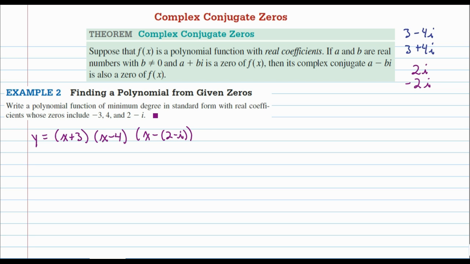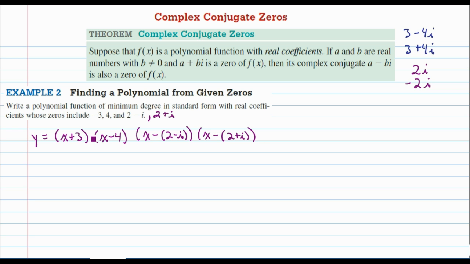But also, we're forgetting about a zero. I said that imaginary zeros always come in complex conjugate form. So that means the instructions here did not give you all of the zeros. There is 2 plus i that's also a zero. So x minus (2 plus i).